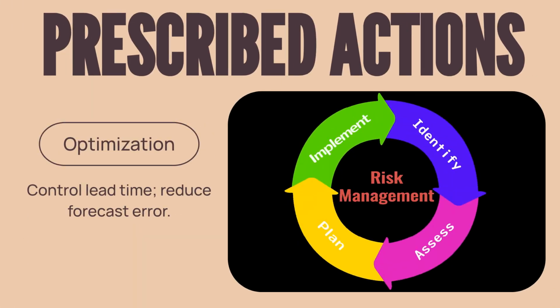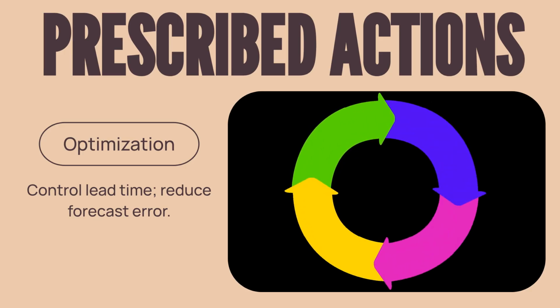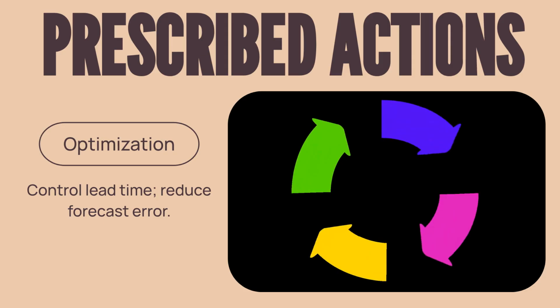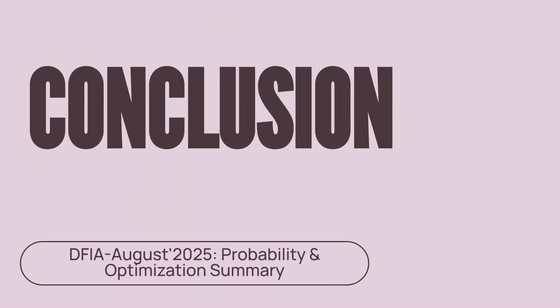The optimization strategy is clear. Immediate action is required to control lead time for SKUs 1, 2, and 5, and reduce forecast error to less than 30% for SKUs 3 and 5. In conclusion, conditional probability provided the necessary insight for optimized decision-making.